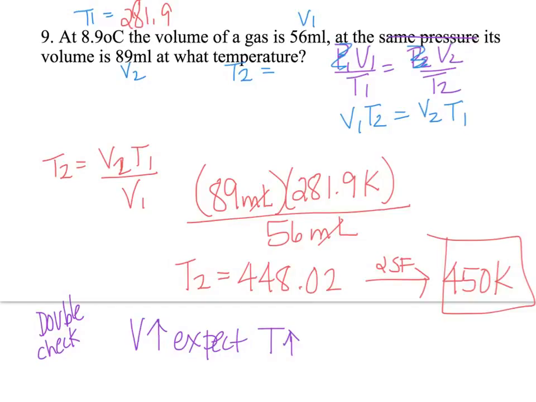All right, we should have gotten 450 Kelvin. Your calculator probably came out 448.02, but because we need two significant figures, our answer is 450 Kelvin. And let's do our double check. We saw that the volume increased, and so we should expect our temperature to increase, which it did, and so we are on the right track.